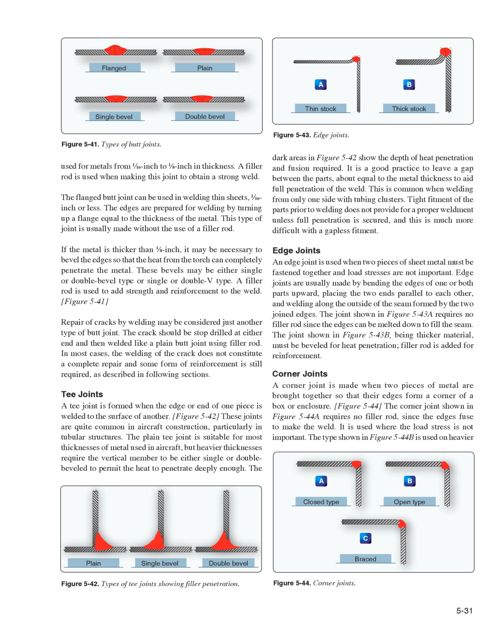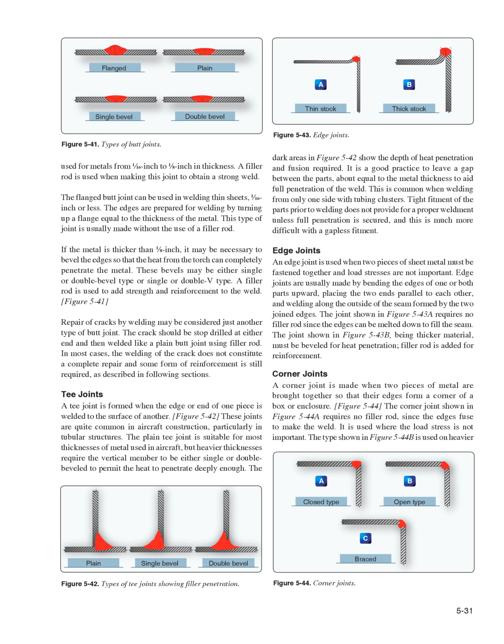T-joints. A T-joint is formed when the edge or end of one piece is welded to the surface of another. Figure 542, these joints are quite common in aircraft construction, particularly in tubular structures. The plain T-joint is suitable for most thicknesses of metal used in aircraft, but heavier thicknesses require the vertical member to be either single or double beveled to permit the heat to penetrate deeply enough. The dark areas in Figure 542 show the depth of heat penetration and fusion required.